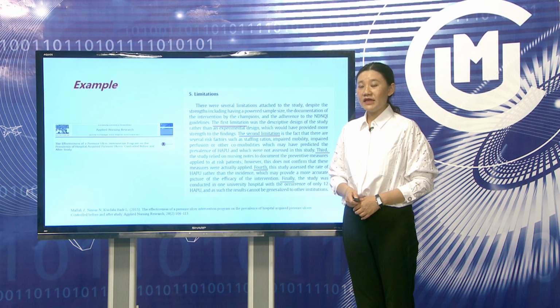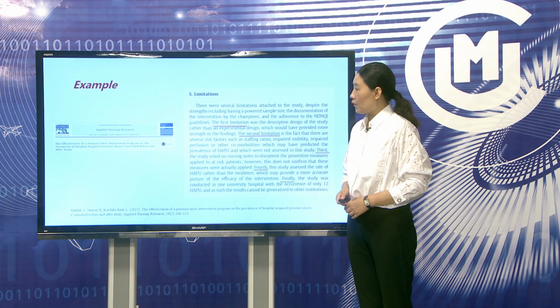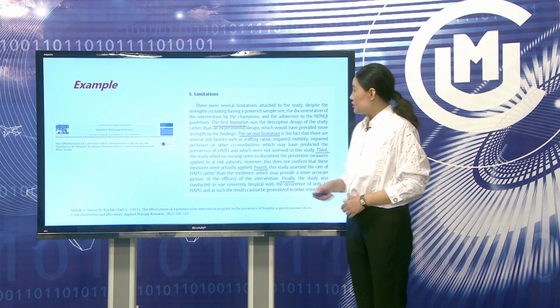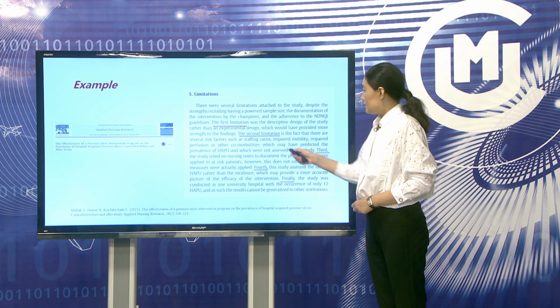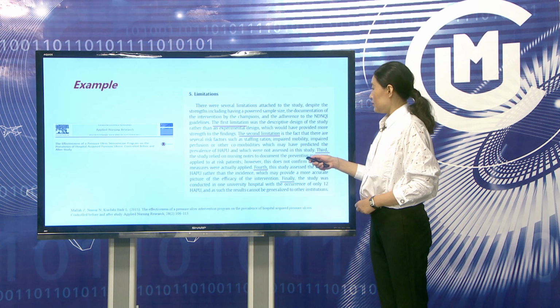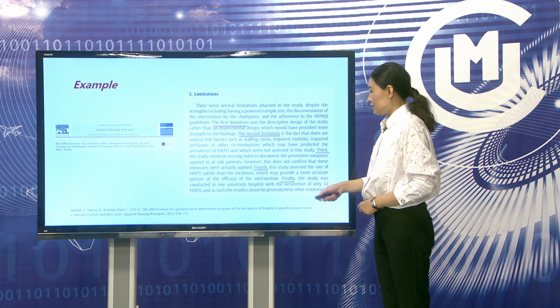Here are the limitations indicated in the study on hospital-acquired pressure ulcer. The first limitation is related to design. The second limitation is related to variables. And the last is related to sample.